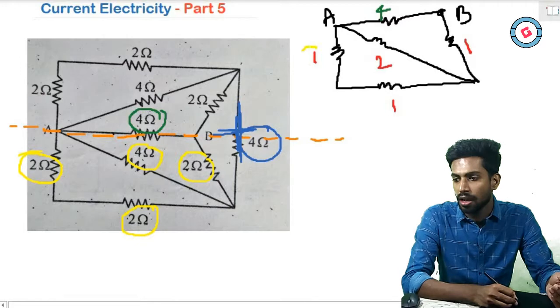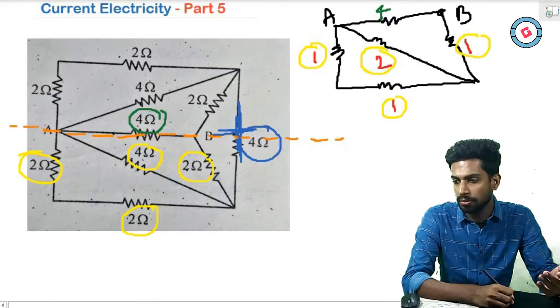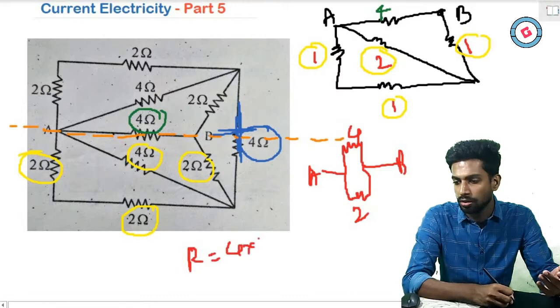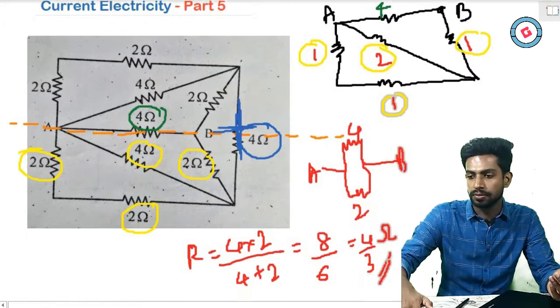If I simplify them, we know 1 plus 1 is 2. 2 plus this 2 equals 1 ohm, due to parallelity, and that one and this one will be 2. So the system will be 4 ohms above and 2 ohms below, between A and B. So the resulting value will be 4 by 2. 4 plus 2 will be 8, divided by 6, that is 4 divided by 3 ohm. So this is the equivalent resistance.